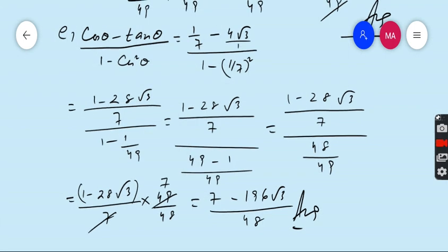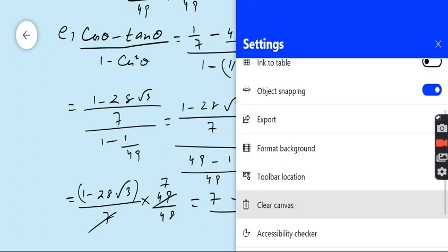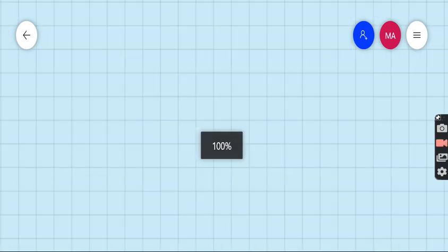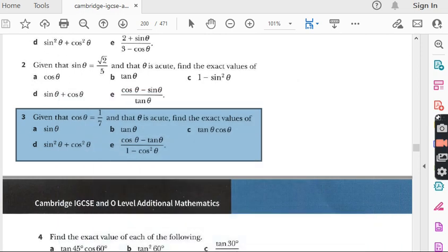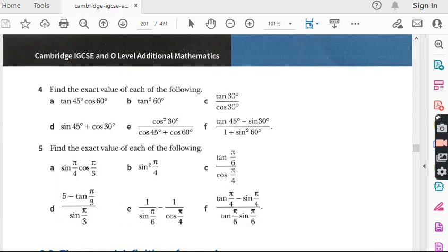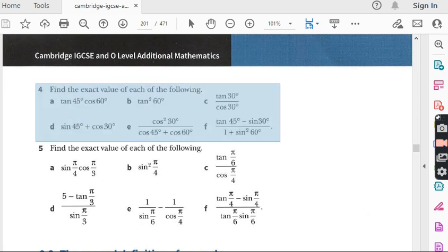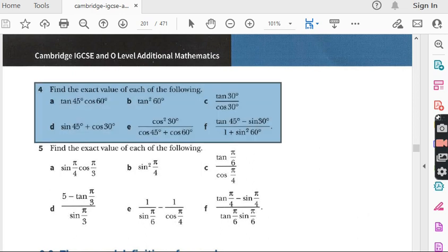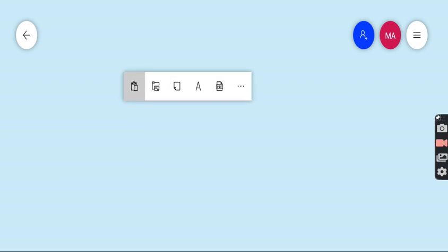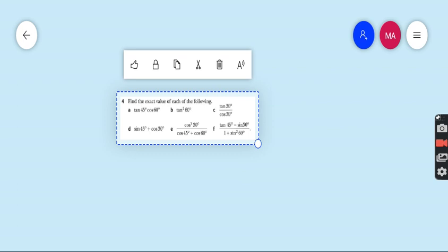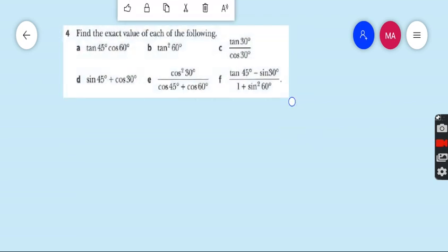Very interesting part of question number 3 and very easy as well. Let's start question number 4. Find the exact value of each of the following. Question number 4 part A.